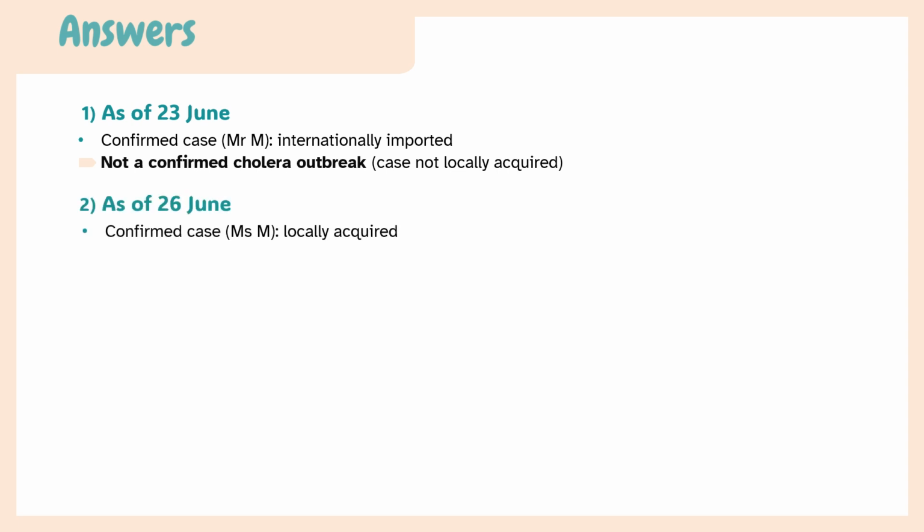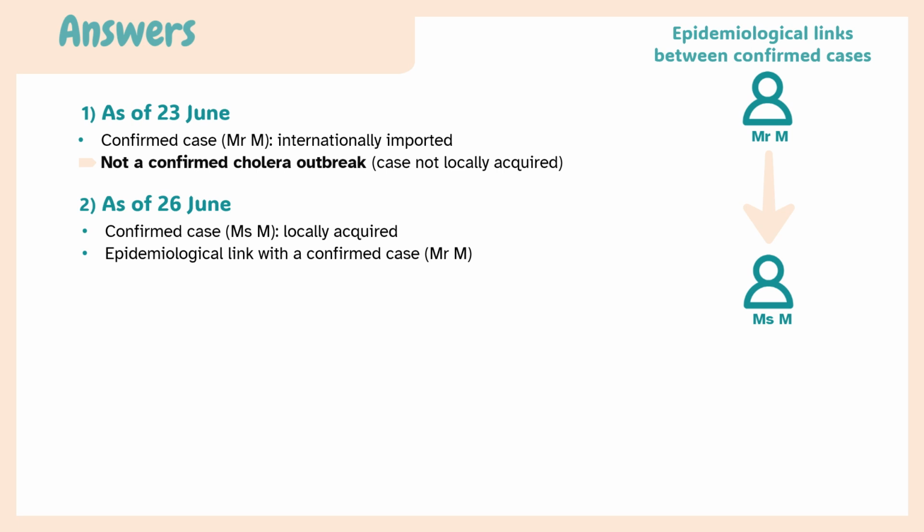As of 26th June, there is a confirmed cholera case, Miss M, who is locally acquired. This case has an epidemiological link with a confirmed cholera case, Mr. M. Therefore, this is a confirmed cholera outbreak with clustered transmission.